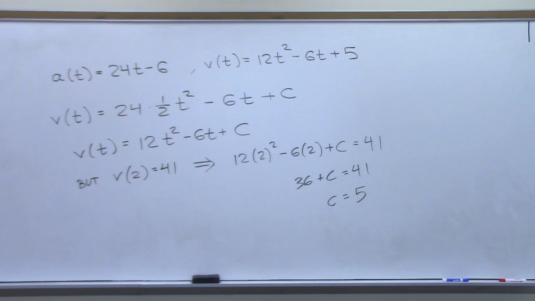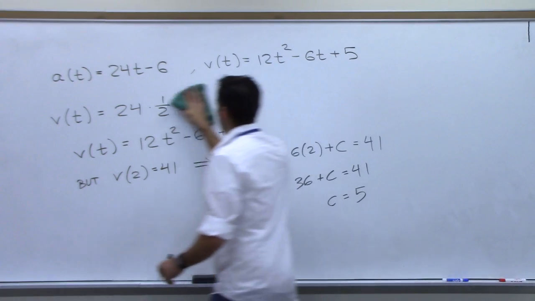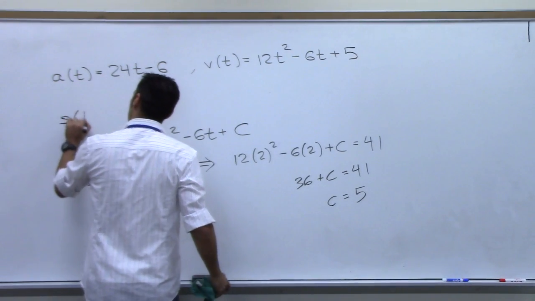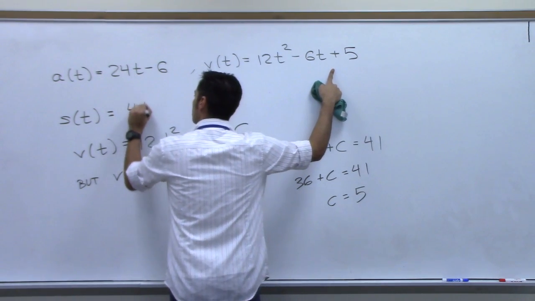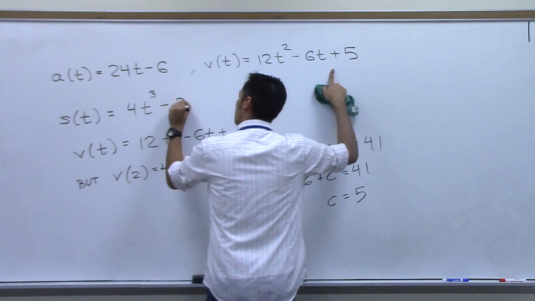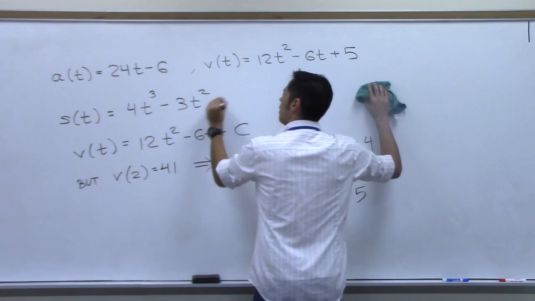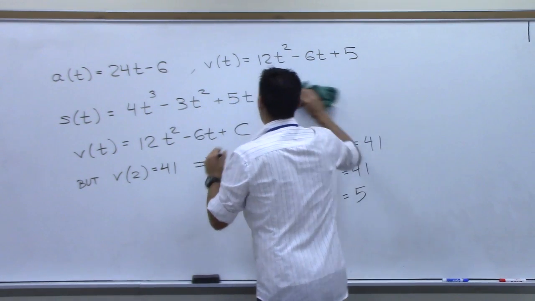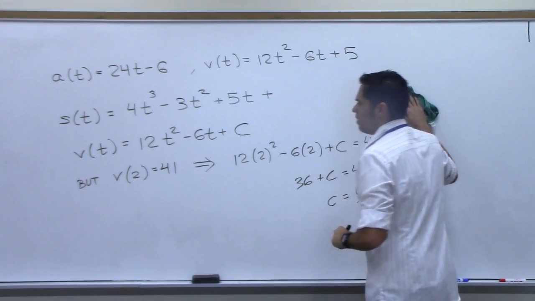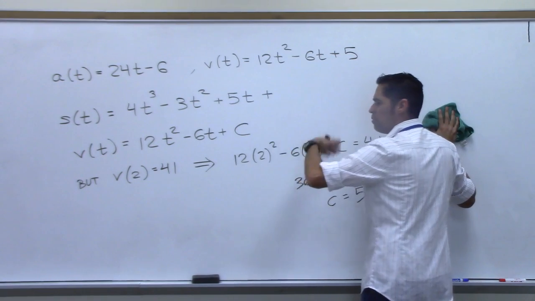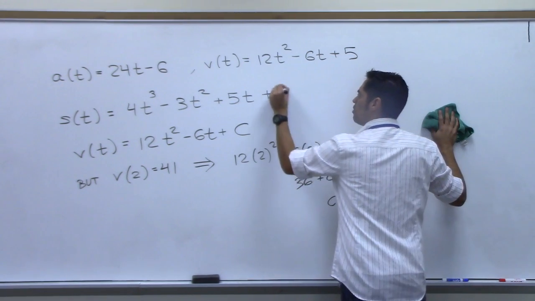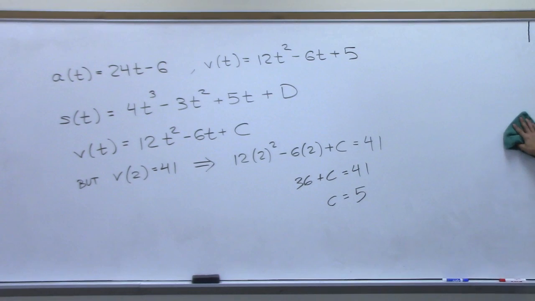Same principle. We're going to go back and get position now, so we have to take the antiderivative again. For the position, s of t, we find the antiderivative of this, which will be 4t cubed minus 3t squared plus 5t plus c. Now it's okay to use c again if you want, because we already found what that c was, right? But just so there's no confusion, I'm going to use capital D instead.